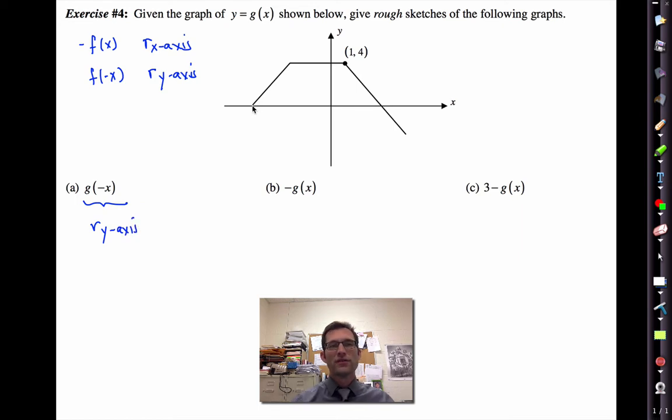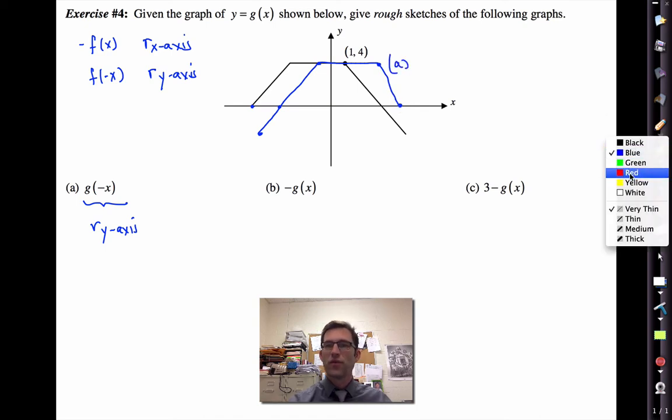So what will I do? I'll take this graph. I'll keep it in blue. And I'll just shift it. That point will come here. Maybe this point will go here. This point will go here. This point will come out here. And this stretch is down here. So I'll get something that looks like this. All right. So that's letter A.